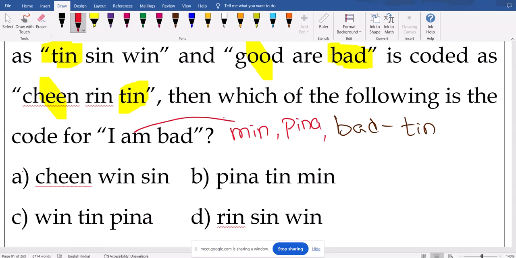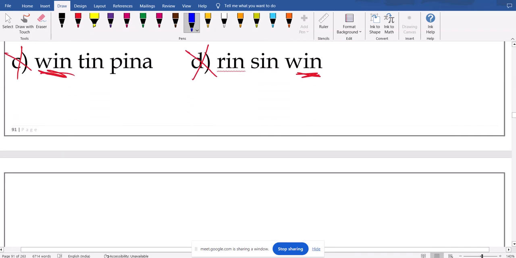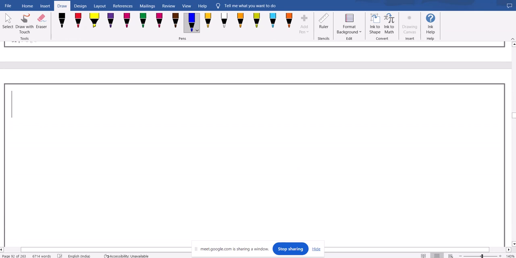So here chin is not allowed, win is not allowed. I am just underlining why I am eliminating. Here also win is not allowed. Position is not a worry. The problem is with the words, you can see. We need tin for bad. Tin must be there. Tin is there only in options A and C. For "I am" I want min and pana. Position can be front and back, that's not an issue. But that's available in option B. Check out the way they are approaching. This is mixed coding stuff. You can see plenty of similar questions followed by this.